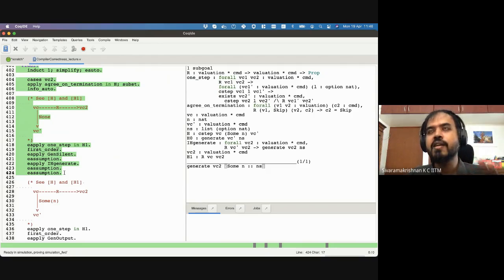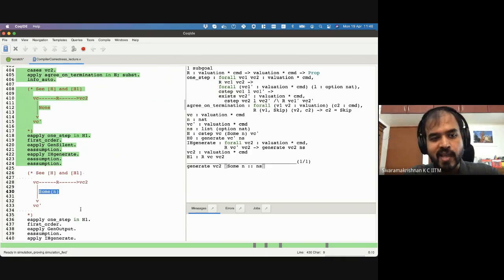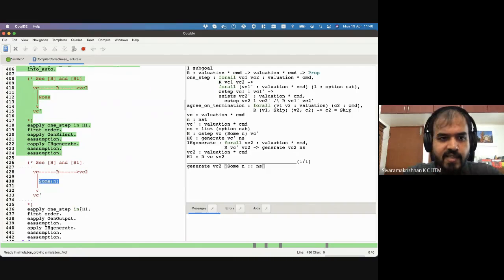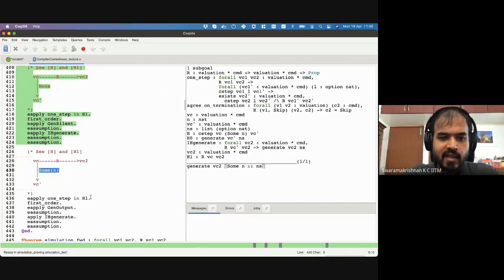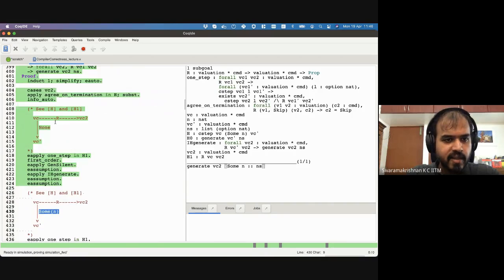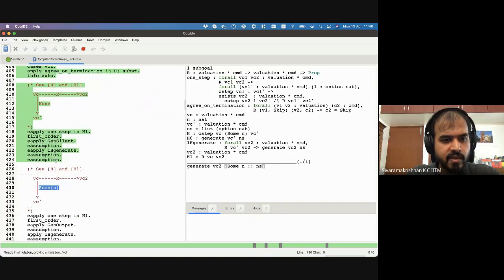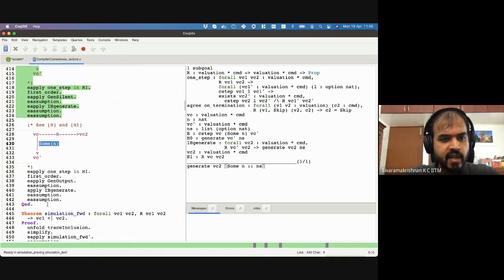So what we've done is that we have proved that if the left-hand side takes a silent step, the right-hand side can also take a silent step and keep going, right? And the last case is if the left-hand side takes a step where it emits a label, the right-hand side also can do the same step and emit a label. This is exactly the same, right? There are no interesting bits here. Actually, it's the same as what we have here. So we are going to apply one step in H1 first order gen silent. Yeah, it's the precise same proof.